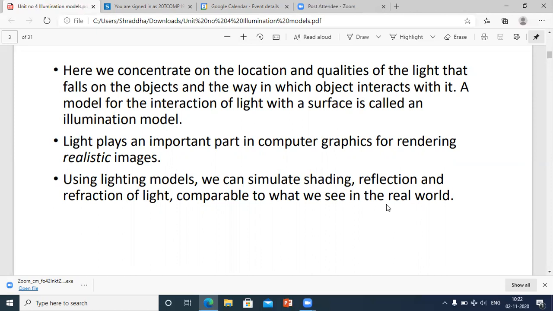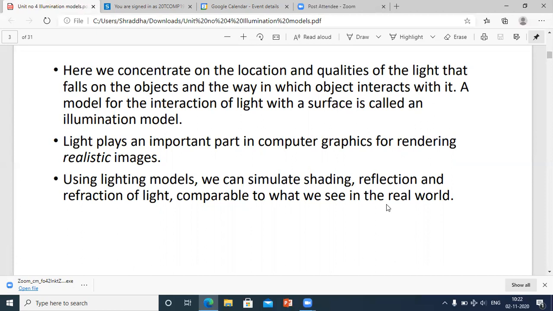Now, when you see light effects and 3D effects, when you're watching a movie, playing a video game, or looking at architectural design views, what do you notice? If lighting effects are given, then that particular image gets much better quality effects and looks more realistic. So light plays an important part in computer graphics.